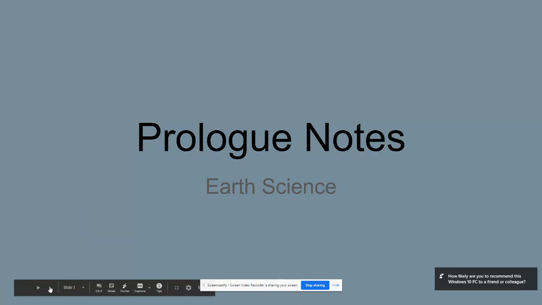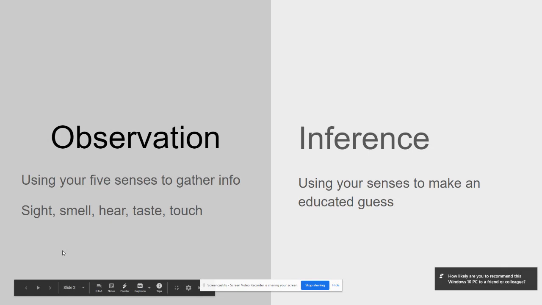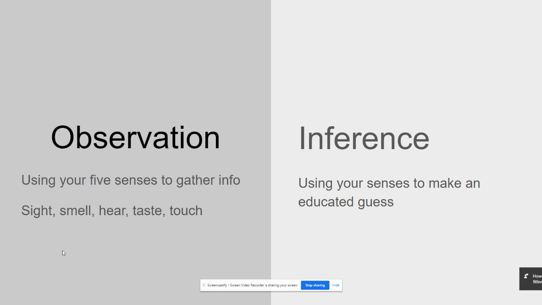So we're starting with observation and inference. This we went over today or yesterday. Observation is something that you witness, using your five senses. So sight, smell, hear, taste, touch. An example would be, I see a man with a red shirt, or I smell sour milk. I hear a car screeching. I taste chocolate, or I touch a rough surface, or I touch a wet surface.